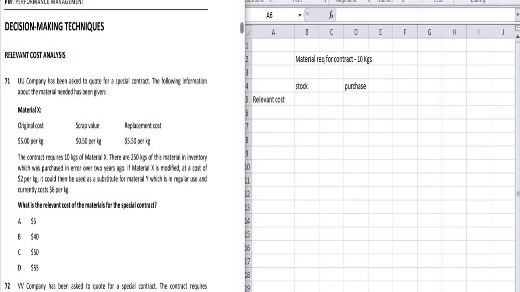In this video we are going to do relevant costing questions. The first question is: what is the relevant cost of material for the special contract? Okay, so let's read out the scenario.